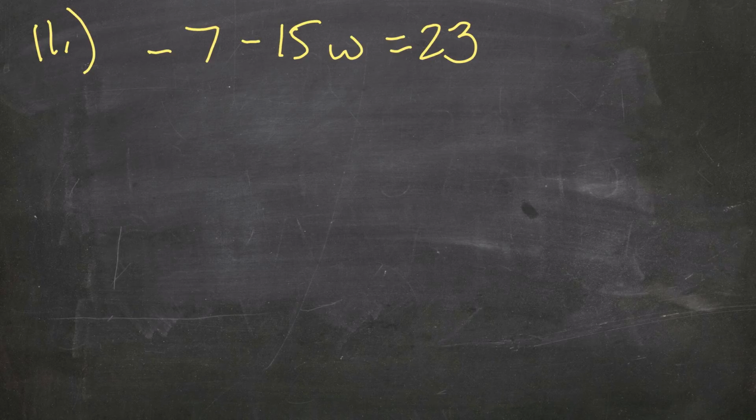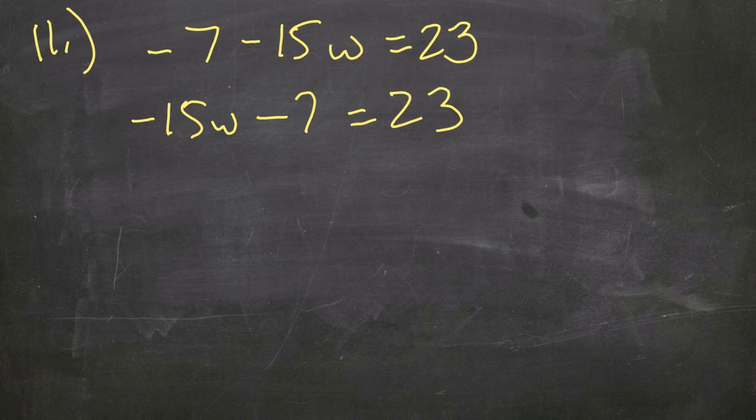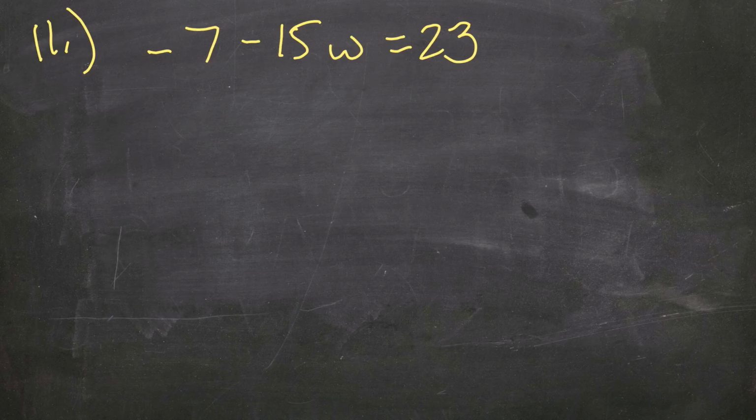Alright, 11 is negative 7 minus 15w equals 23. If you wanted to, you could flip it. You could write it as minus 15w minus 7 equals 23. It might be a little bit easier that way. I'm not going to do it that way this time, but that might make your life a little bit easier. Still, even if you don't flip it, it's still the same concept.